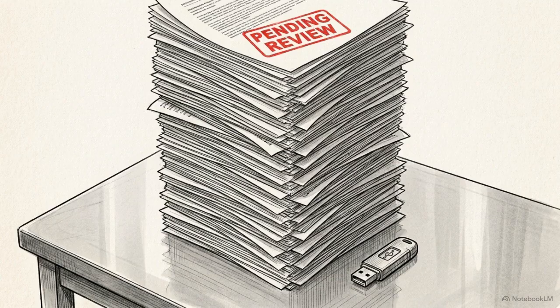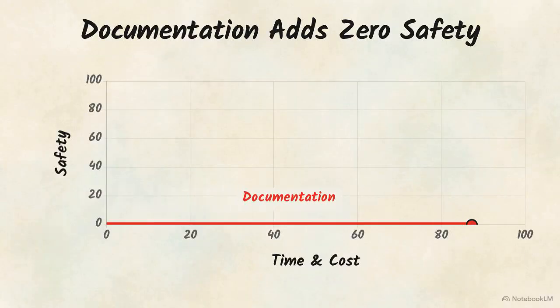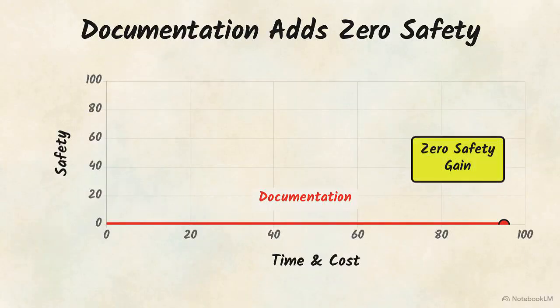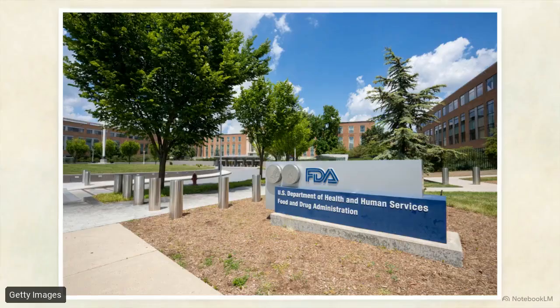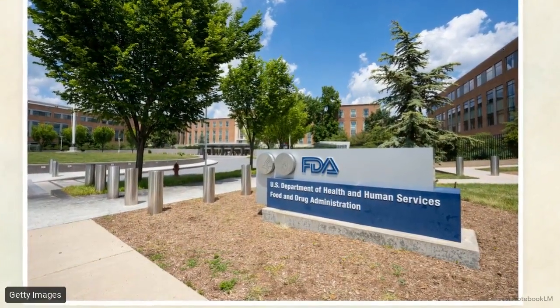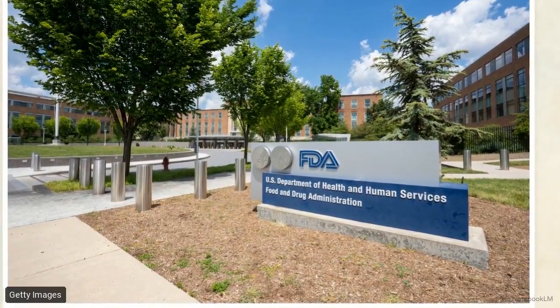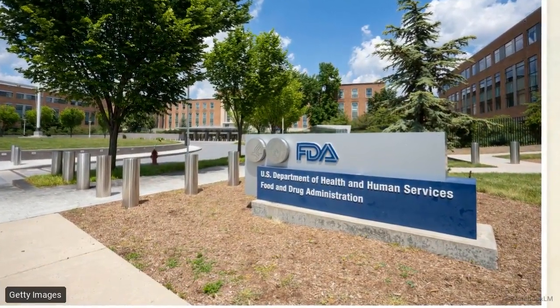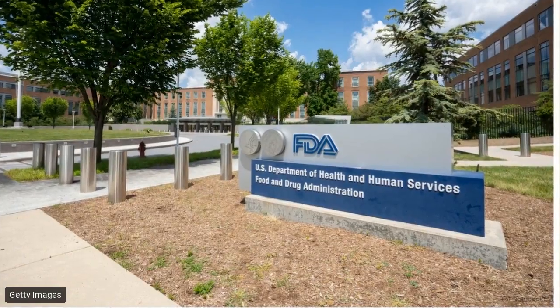Generating a 200-page validation report for a minor software update is a specific form of overprocessing. This volume of documentation adds time and cost without increasing the safety of the product. To address this, the FDA is advocating for Computer Software Assurance, or CSA. This model prioritizes risk-based thinking over the simple collection of signatures.